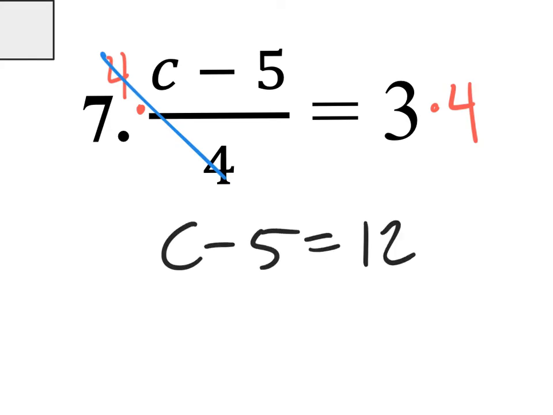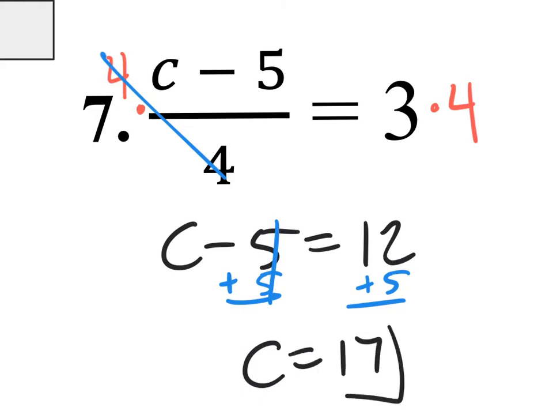Final step, get rid of that minus 5 by doing a plus 5. Now what you do to one side, you do to the other side. Final answer is c equals 17. Of course, you could plug it in to double check, right? If you plug in 17, 17 take away 5 is 12. 12 up on top divided by 4 on the bottom really does equal 3.